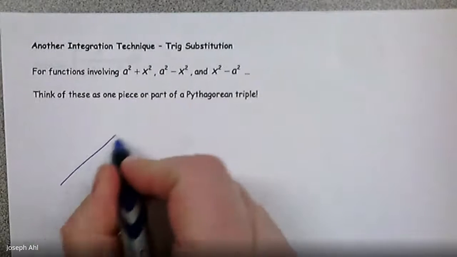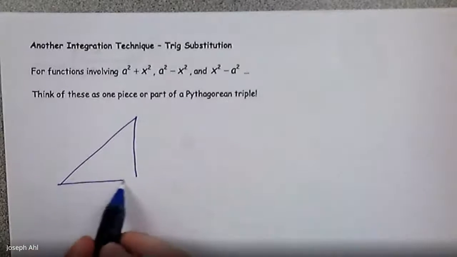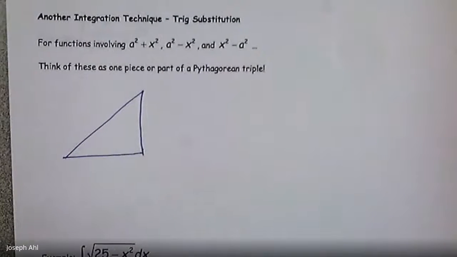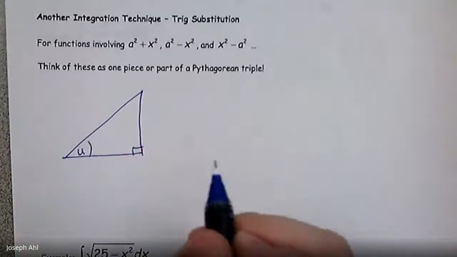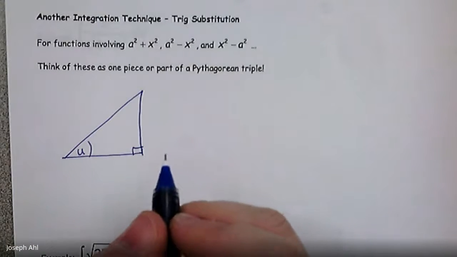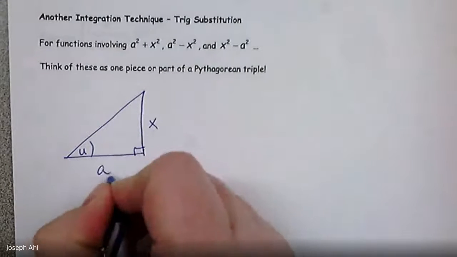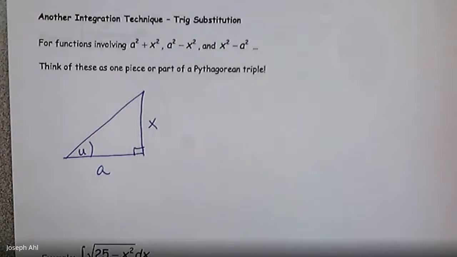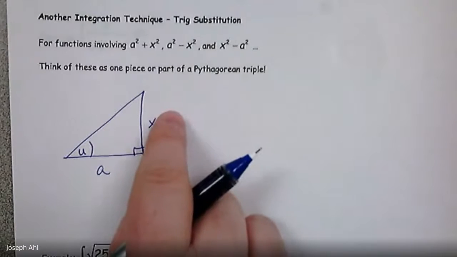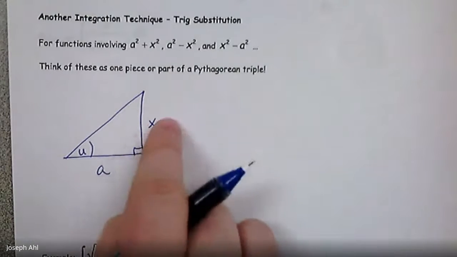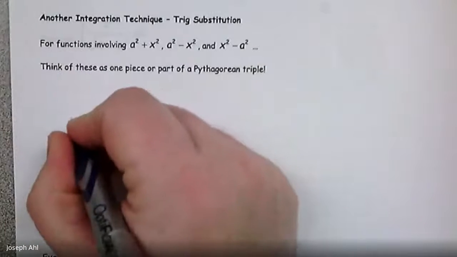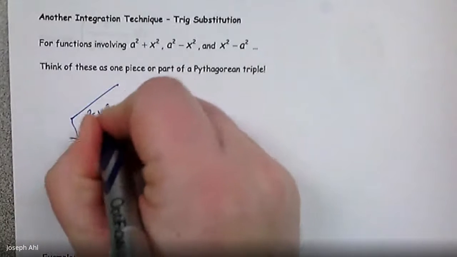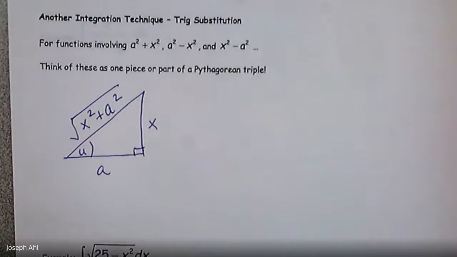So for example, if you have a right triangle where, let's say, this is some angle u, I'm going to define this side to be x and this side to be a. We would have something that relates x squared and a squared to get the length of the hypotenuse. So the length of the hypotenuse in terms of x and a is radical x squared plus a squared.